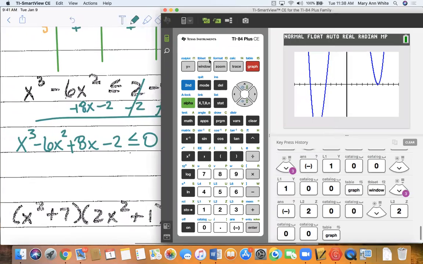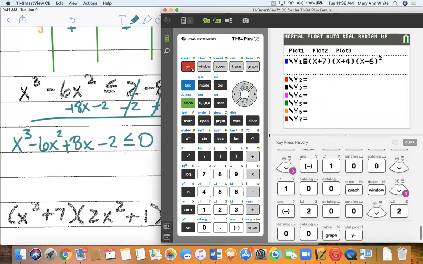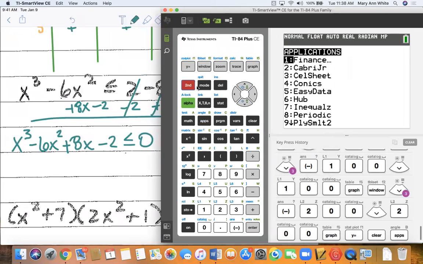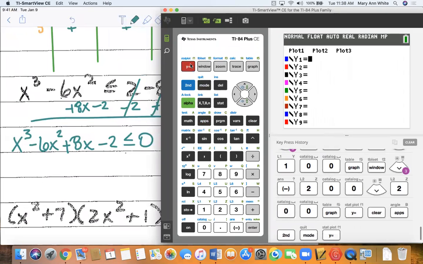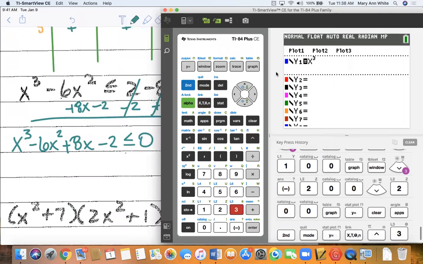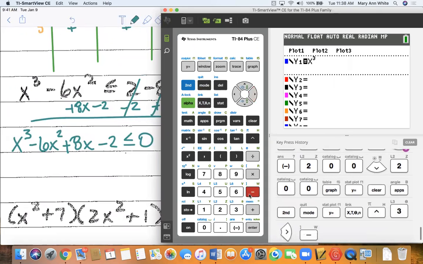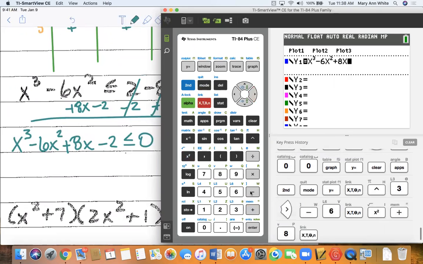Scoot it over a little bit so we can still see it. So I'm going to graph x to the third minus 6x squared plus 8x minus 2. Okay, that looks fine.